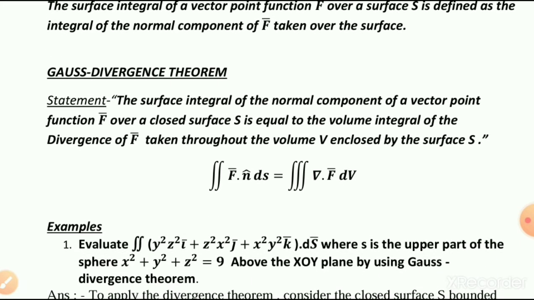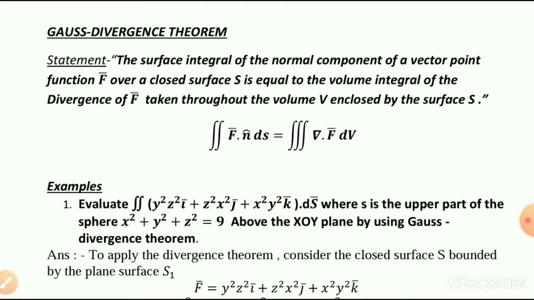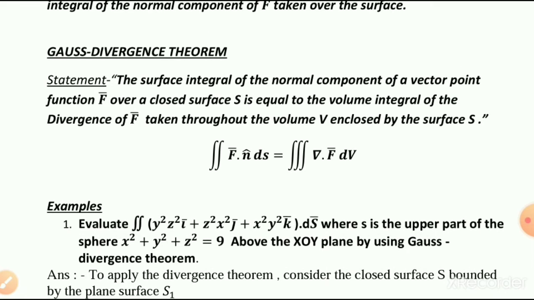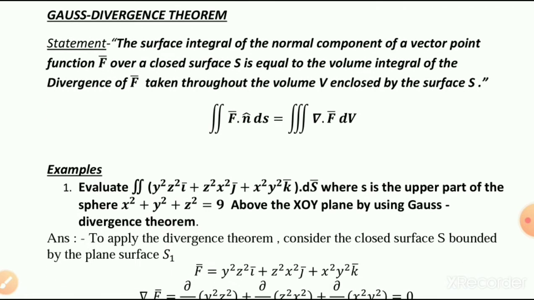Now the next topic is Gauss divergence theorem. A question for 5 marks may be compulsorily asked on Gauss divergence theorem, or for 2 marks they may ask for the statement of Gauss divergence theorem, that is, give the statement of or state the statement of Gauss divergence theorem. So the statement is: the surface integral of the normal component of a vector point function f bar over a closed surface S is equal to the volume integral of the divergence of f bar taken throughout the volume V enclosed by the surface S.